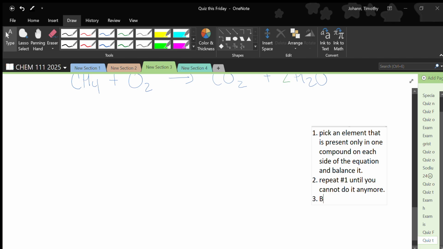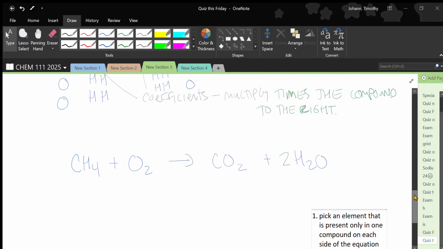And then balance the remaining elements. All right, so once you get to the end and you have to do something that's present more than one, then it will hopefully be pretty obvious, or it'll be a lot easier than it would have been earlier. So for this, I've still got oxygens on 2 sides, 2 on each side. So now I'm going to go do carbon, right? If I look here, I've got 1 carbon on this side and 1 carbon on the other side.